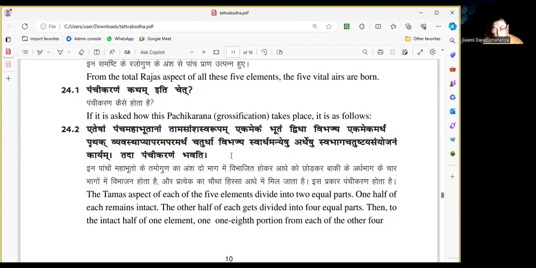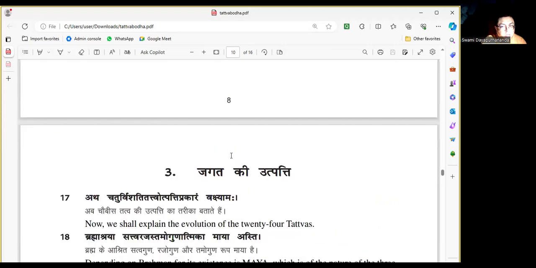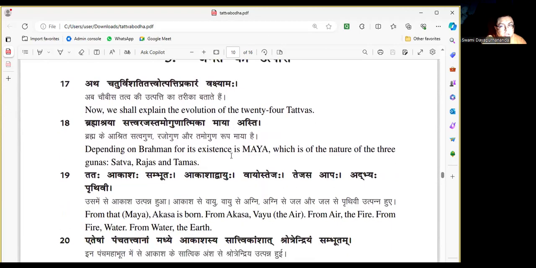Pancha Mahabhuta means that which we read earlier: Akasha, Vayu, Agni, Apa, Prithvi. We read this at the very beginning, in Jagat Utpatti, in 18 and 19, where it said that Brahma is the Ashraya, and Maya is there with Sattva, Rajas, Tamas gunas. Prakriti is another name for Maya. From that Maya or Prakriti, Akasha arises, and then from Akasha, Vayu, Teja, from Teja to Apa, then from Apa to Prithvi.